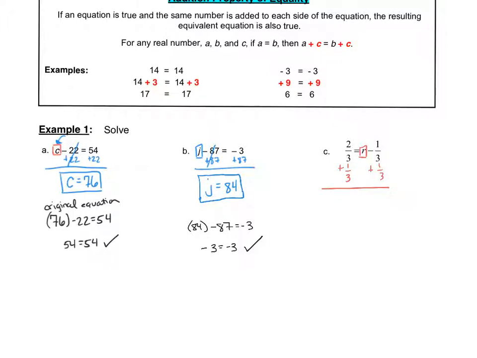I would hope that you can do this in your head at this point, but if not, you can use your calculator. We have common denominators, though, so 2/3 plus 1/3 is 3/3, but 3/3 is equivalent to 1 whole. So r equals 1. So if we check that, we would plug it back in. So 2/3 equals r, which is 1 minus 1/3. So 1 minus 1/3 is 2/3. So 2/3 equals 2/3, and we're correct.